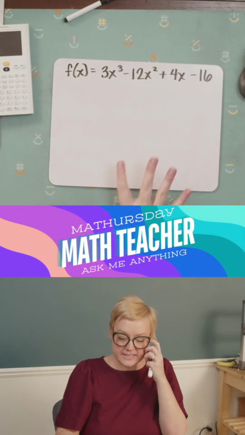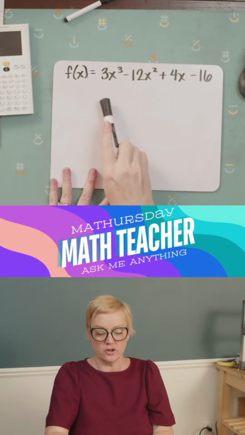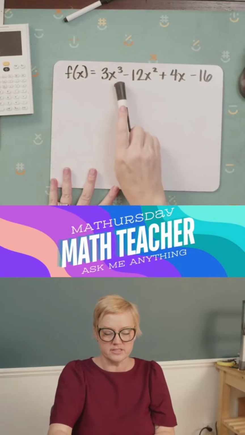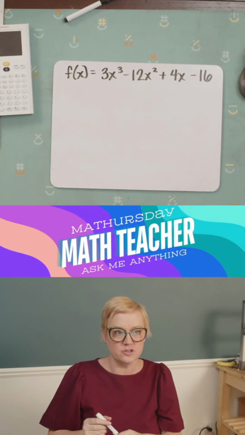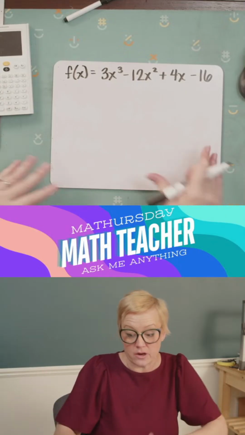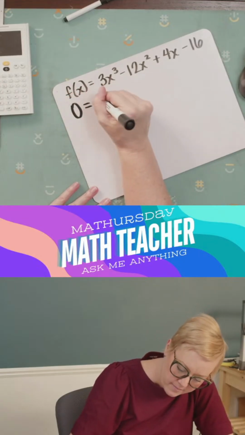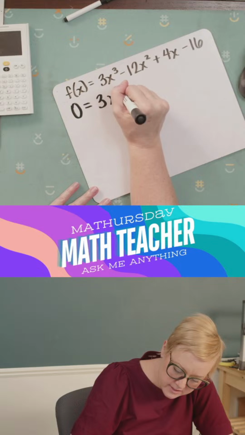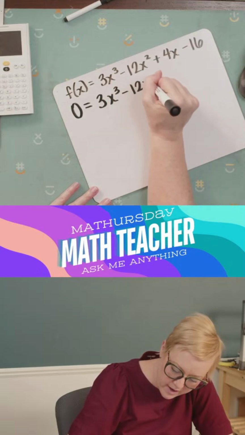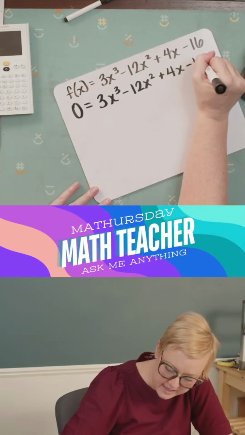Okay, so let's take a look at this. This is called a cubic polynomial, right? It's cubic because it's 3. Yep, we're gonna factor by grouping first. Well, first I technically need to set it equal to 0, right? Because that's what I'm trying to figure out. So I'm gonna set it equal to 0. So 3x cubed minus 12x squared plus 4x minus 16.